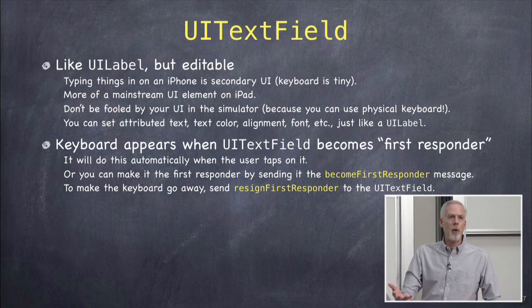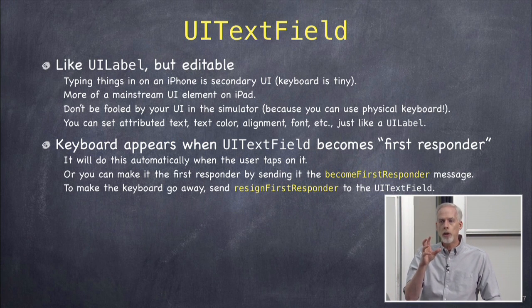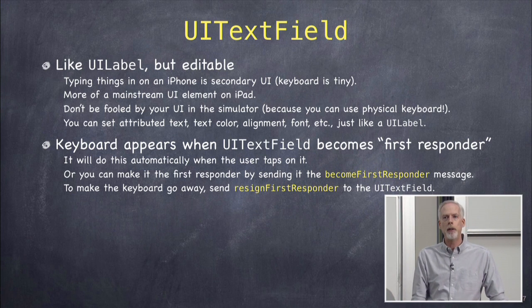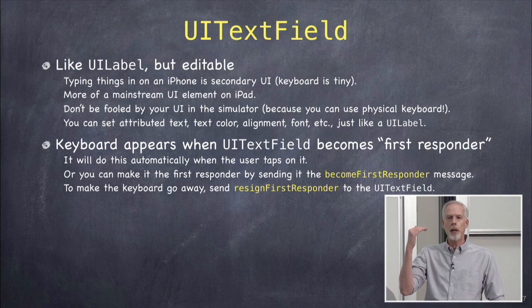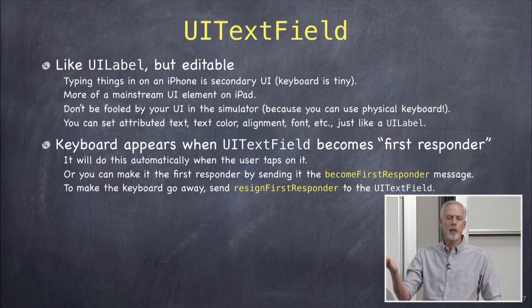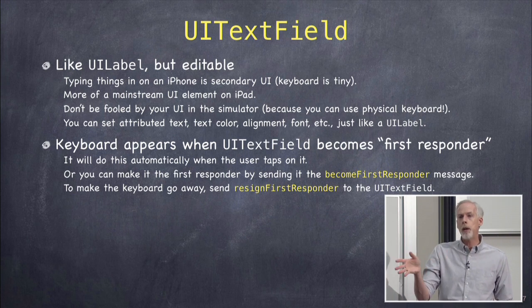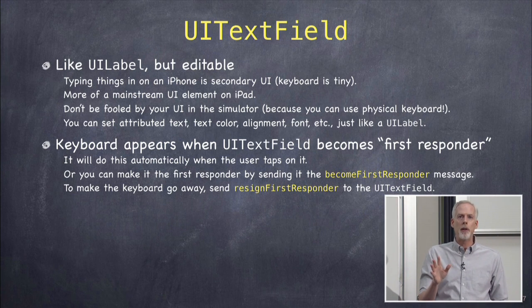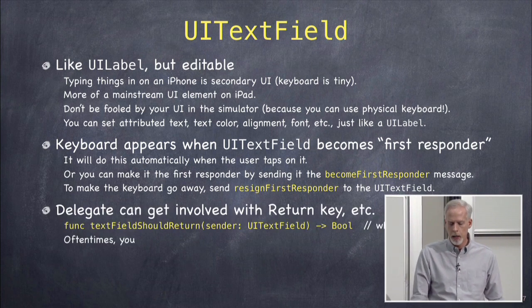And you can make a UI text field start its cursor blinking and make the keyboard come up by sending it the message, become first responder. Right? If you tell a UI text field to become the first responder, the keyboard will appear. So that's how you make the keyboard appear. And similarly, if you want the keyboard to go away and the blinking caret to go away, say resign first responder to the text field that is the current first responder, and it will go away. Okay, so that's how you control the keyboard.